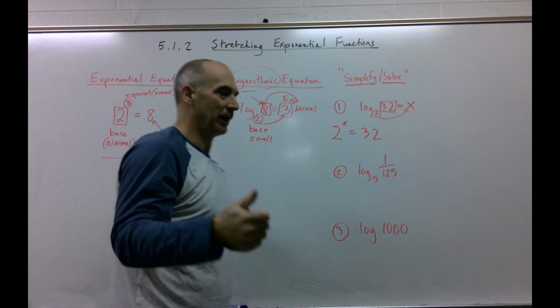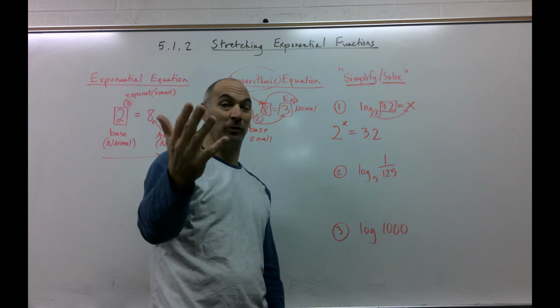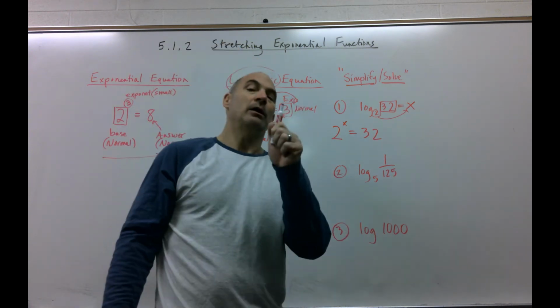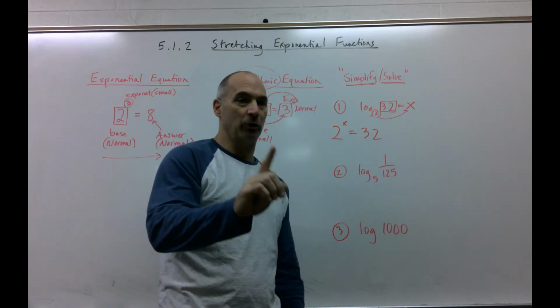And on this one, you can use common sense. Like, go up the ladder. 2 times 2 is 4, times 2 is 8, times 2 is 16, times 2 is 32. So x is 5. Now, I'm going to show you one thing, though. It's a quote that I tell my students. Common bases, happy places. We're going to do this a little different.